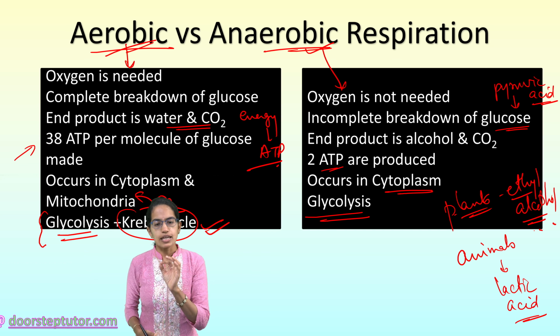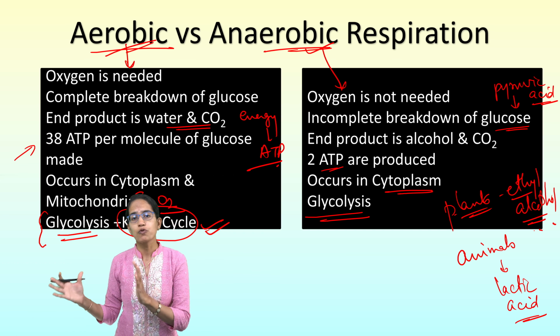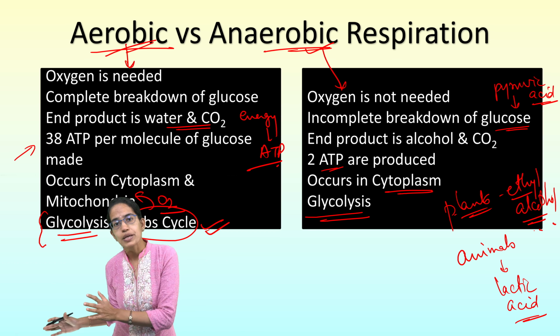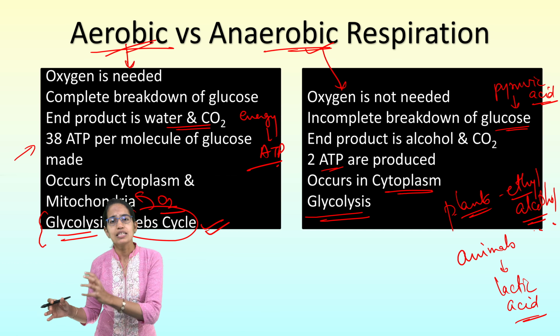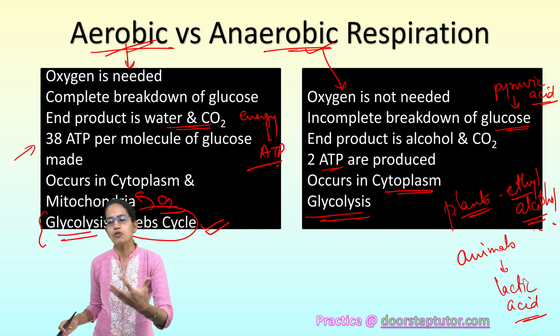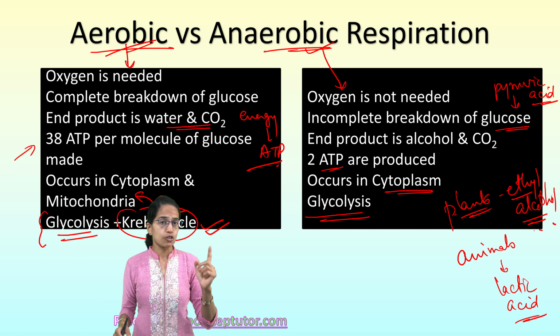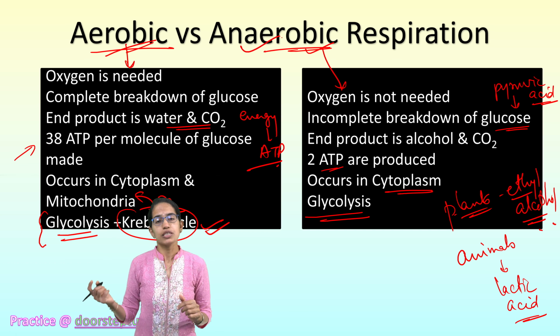So it is again important to note that aerobic respiration is required for fruits and for plants. If anaerobic respiration occurs continuously, there would be accumulation of toxic substances, which would be the cause of the death of the plant. But in the case of bacteria and fungi, anaerobic respiration takes place.